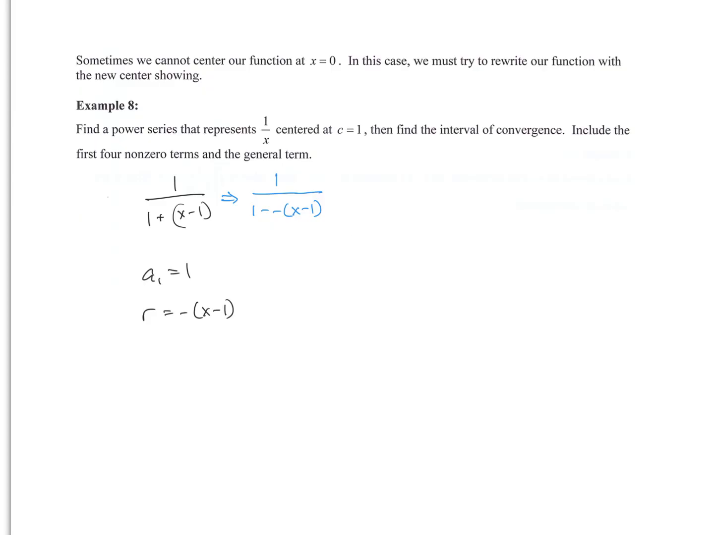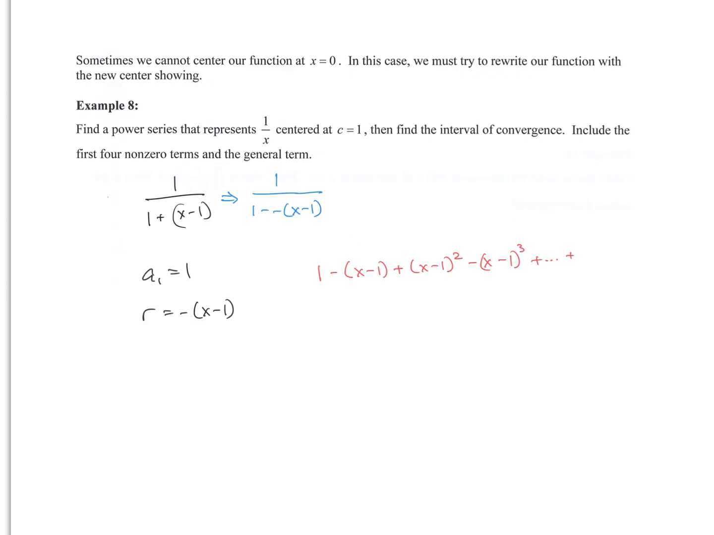All right. And so now what's my first term? 1. And then minus x minus 1. And then what? Plus x minus 1 quantity squared. Love it. And then minus x minus 1 quantity cubed. All right. So there's first 4 non-zeros. And then plus dot, dot, dot. All right, hopefully we don't forget the alternating part this time.